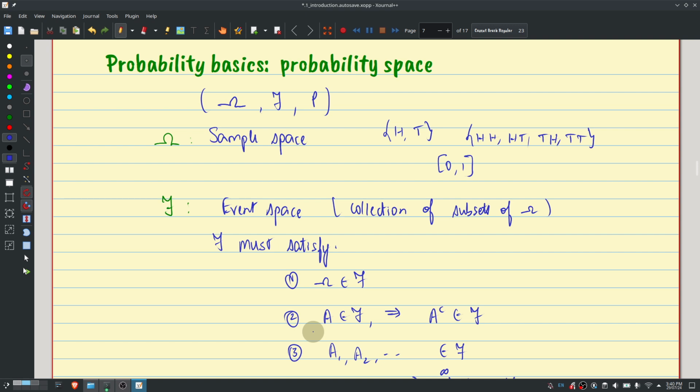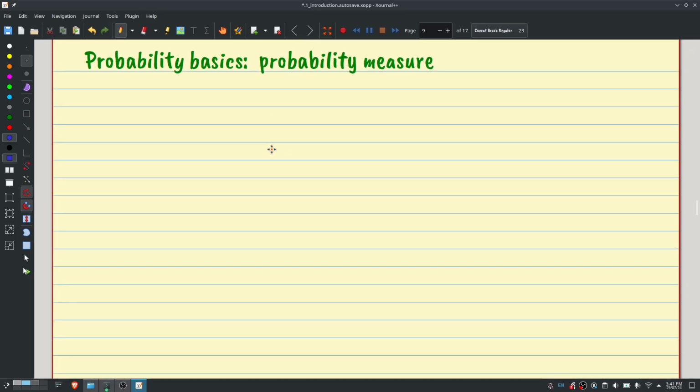Sorry, can you repeat? Okay, but why can't I just do that with the sample space itself? Can't I always define a probability measure on the sample space itself? So how do you define the probability measure formally? So, what is a probability measure?